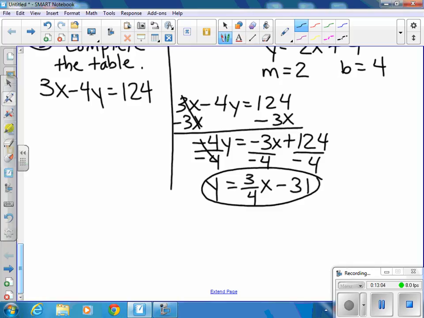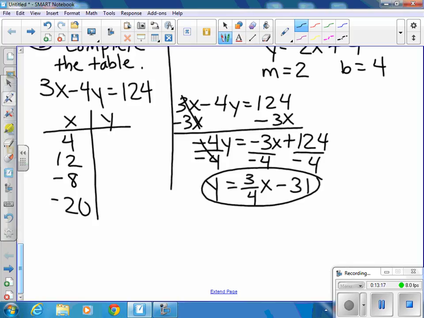And the table you're going to be given on your sheets is going to have all the x values filled in, but it's going to have missing y values. Right? So if I give you this one with the values of 4, 12, negative 8, and negative 20, your job is to come up with the y values, using the x values, plugging them into this equation to come up with the y values that would fill in the missing parts of the table, right?